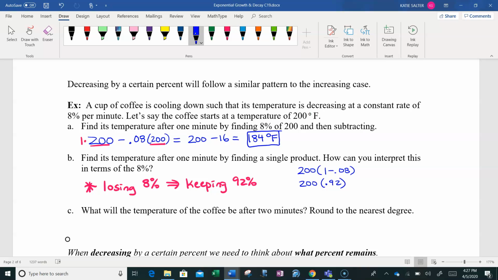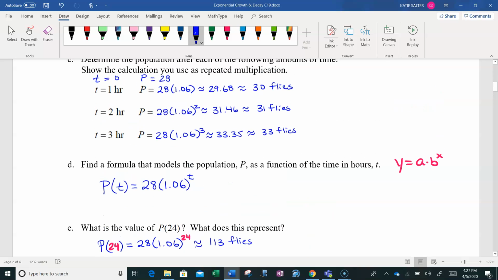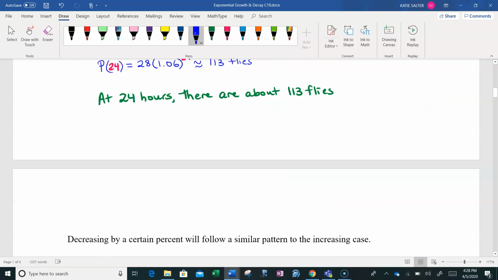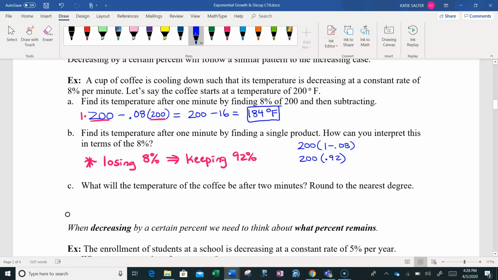And this is called our decay factor. If you ever have a question that says, what is the growth factor or what is the decay factor? For our last problem we did, the growth factor was the 1.06. It's the same thing as your multiplier, where for this problem, that decay factor is 0.92. And if you pop that in your calculator, it would give you 184 degrees Fahrenheit, and we can do it all in one step. So what will the temperature of the coffee be after 2 minutes?